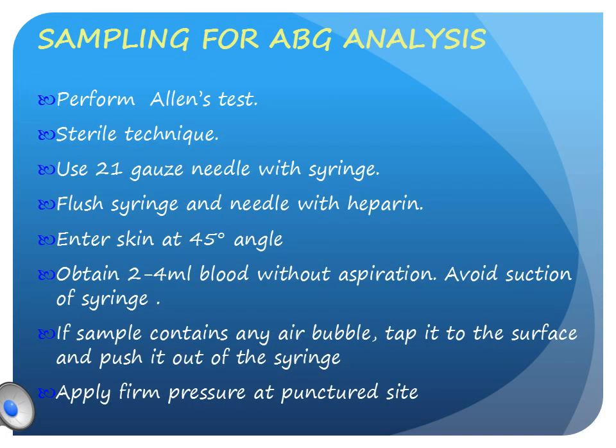So, before sampling for ABG analysis, we have to select the artery we are going to puncture. If you have an arterial line, like a UAC, it's fair enough. If you are planning to prick the radial or ulnar artery, you have to perform Allen's test. Use a 21 gauge needle. You have to flush the syringe and needle with heparin. Enter at 45 degrees. Obtain 2 to 4 ml of blood. If the sample contains air bubbles, push them out. Apply firm pressure at the punctured site.